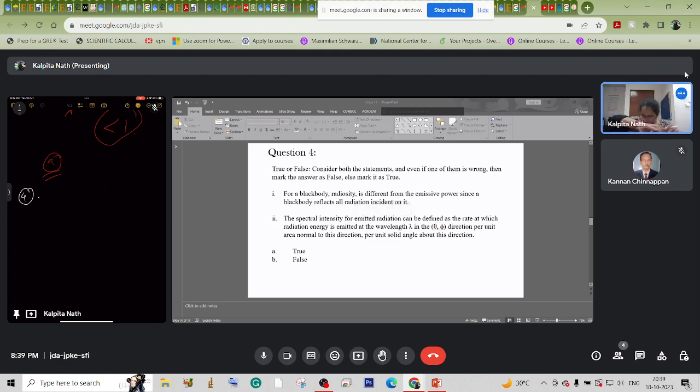Okay, so we know that radiosity J is equal to the total radiation that is emitted plus the total radiation that is reflected. That means radiosity is the total radiation that is leaving the surface.